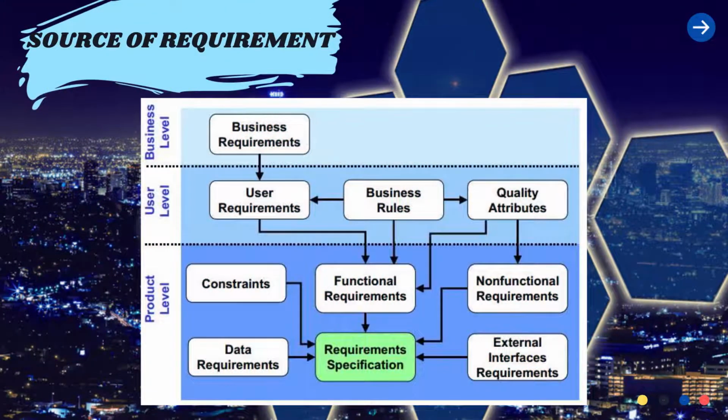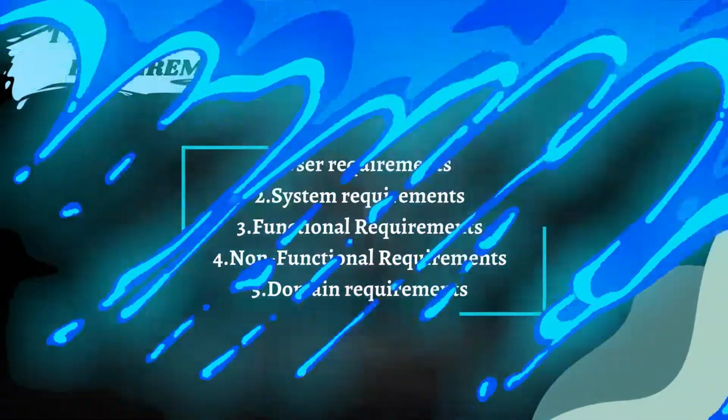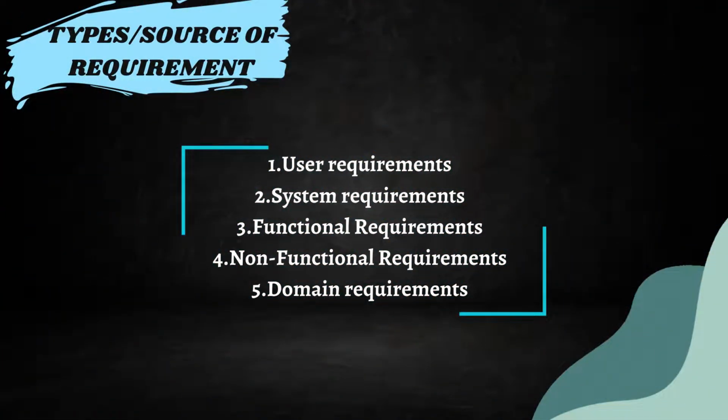Next, we have source of requirement. In source of requirement, we have three levels: business level, user level, and product level. All these three levels are tied to one another, as you can see in our paragraph that we have here. Next, we have type of requirement, which is the key part of the source of requirement. We have user requirements, system requirements, functional requirements, non-functional requirements, and domain requirements.